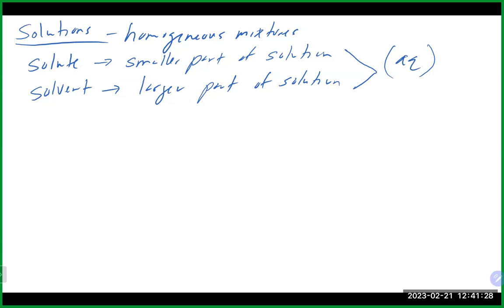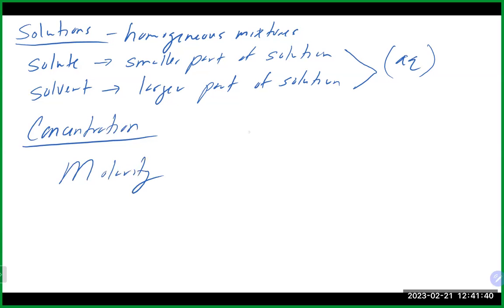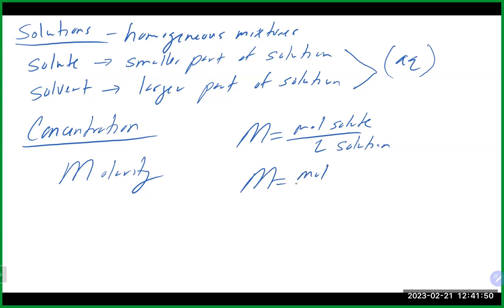When we talk about solutions, usually we talk about concentration, and probably the most important concentration unit we use is big M, which is molarity. Molarity is equal to moles of solute per liters of solution. So molarity is basically moles per liter. You can think of it as a formula. If you need to solve for liters, that is moles divided by the molarity. And if you need moles, which is a common thing, that is liters times molarity.